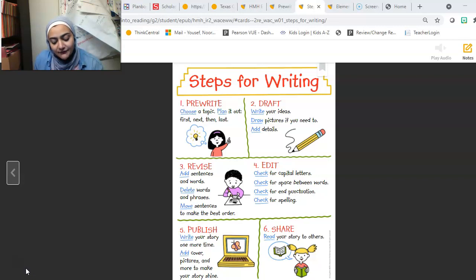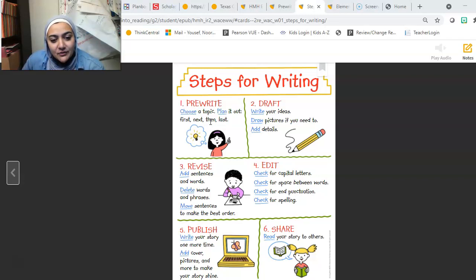The first thing we do in the writing process is we pre-write. That's when we choose a topic, plan it out in the first, next, last. So we plan it out in chronological order. All right. The second step is to draft. That's when you write your ideas, draw pictures if you need, or add details. The reason that we sometimes draw pictures is because sometimes when we doodle or we write or we draw pictures of things, we can add more ideas.